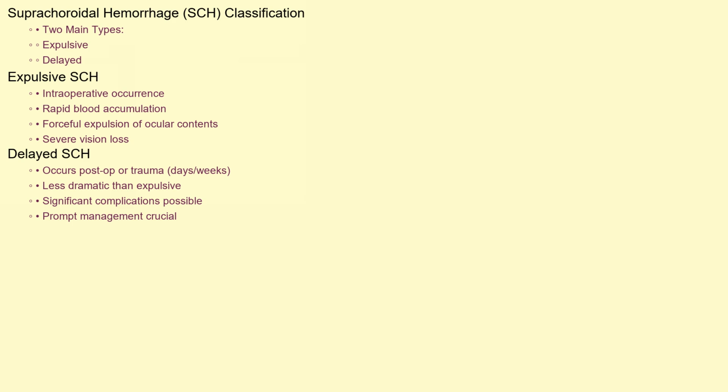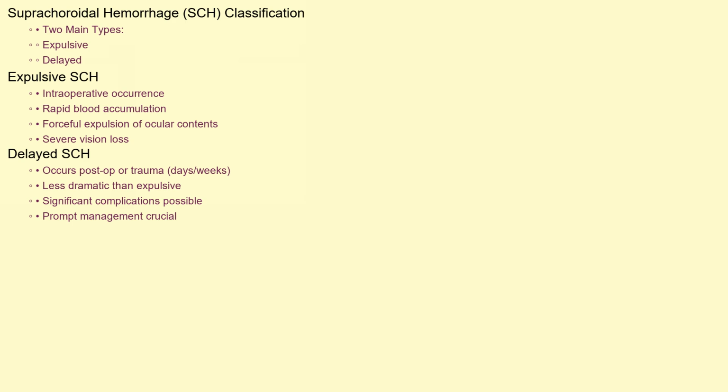Suprachoroidal hemorrhage can be broadly classified into two main types: expulsive and delayed. Expulsive suprachoroidal hemorrhage occurs intraoperatively, meaning during surgery, and is characterized by a sudden, forceful expulsion of intraocular contents due to the rapid accumulation of blood. This type is often associated with severe vision loss.